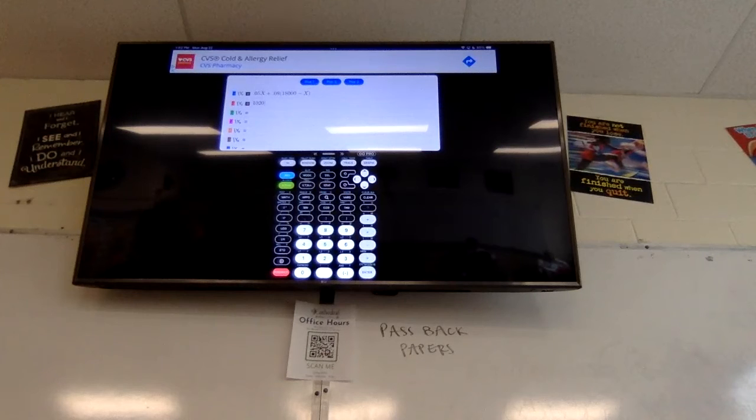Before you press graph, let's go to our window. Does anybody have any questions yet? Everybody's with me still? Okay. I know this isn't super interesting, but I promise it's helpful.